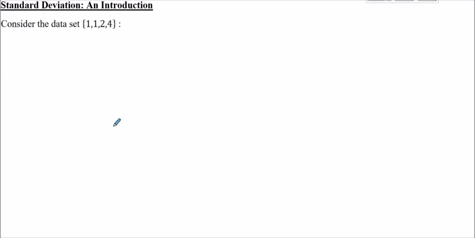So let's just pick an easy data set. Let's consider the set of data of just 4 values: 1, 1, 2, and 4. We could calculate the mean of this easily enough. We add them together, 1 plus 1 plus 2 plus 4, which is 8, and divide by how many values we've just added up. So this is 4 values, so the mean would be 8 divided by 4, which is 2. So the mean is 2.